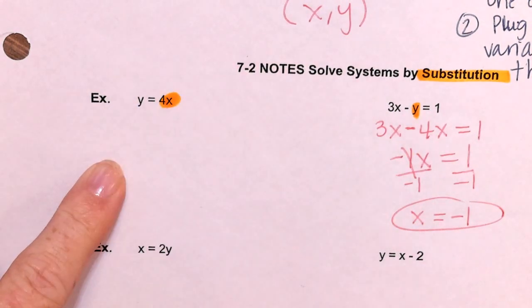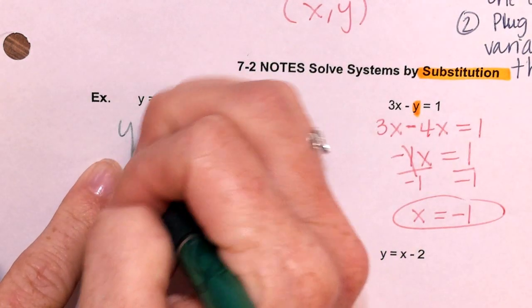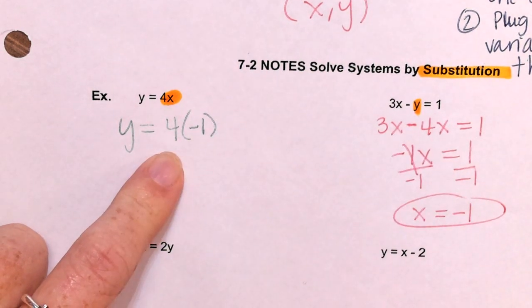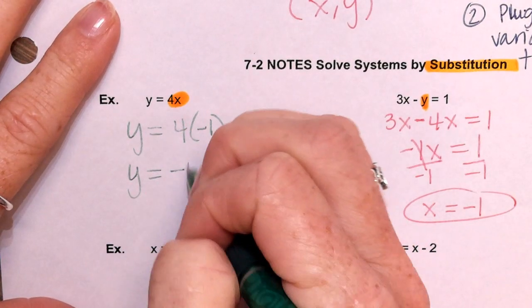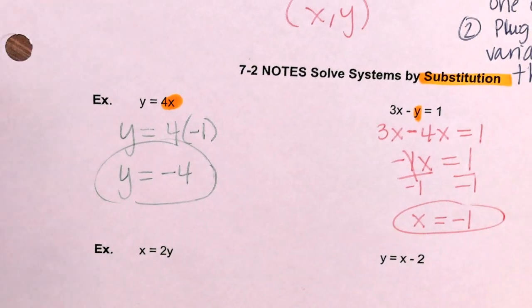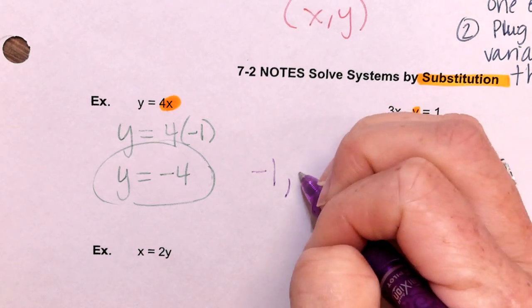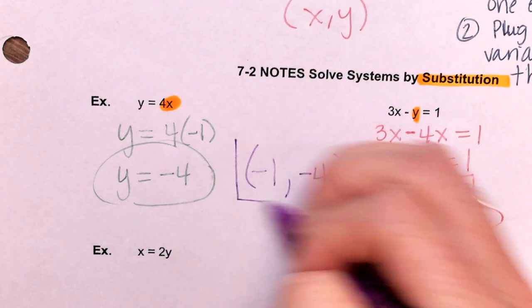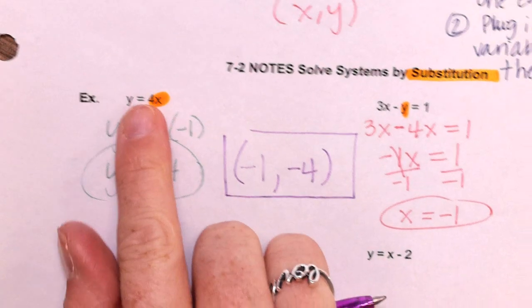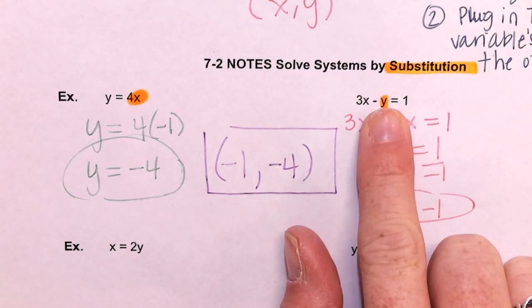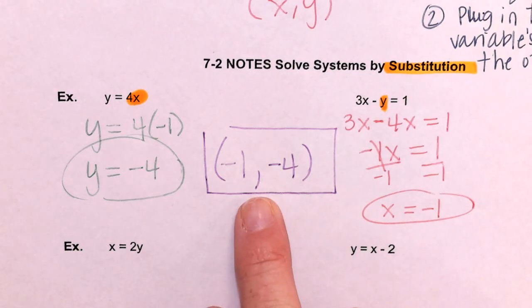So y is equal to 4 times the x value, which is -1. So what is y equal to? Do I now have the coordinate to write as my solution? Yes. So what is the x value? -1. What is the y value? -4. If I was to graph this equation and then graph this equation, they would meet at -1, -4. Are y'all with me? Yes or no?